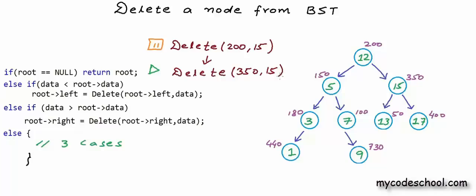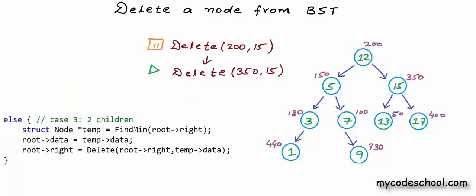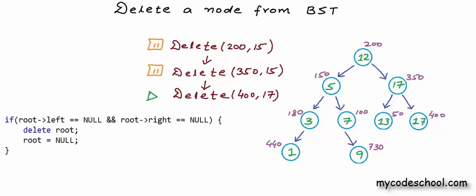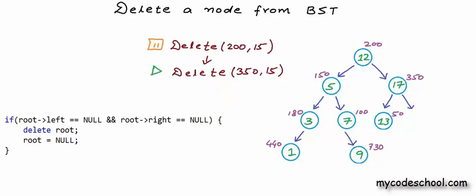Delete 350, 15 returns. Now for this call below, we will go inside the third else in case 3. Here we will find the node with minimum value in right, which is 17, which is 400. The value is 17. Address is 400. First we will set the data in node at 350 as 17, and now we are making a recursive call to delete 17 from the right subtree of 350. We have only one node in the right subtree of 350. Here we have case 1. In this call, we will simply delete the node at 400 and return null.